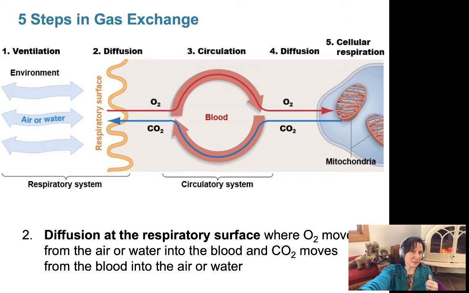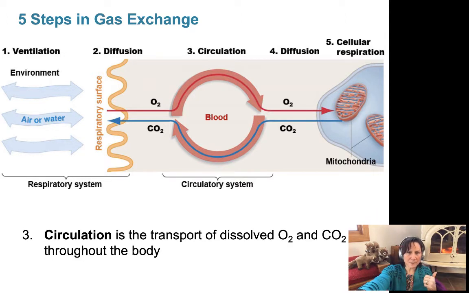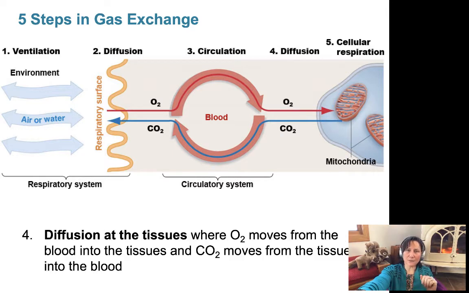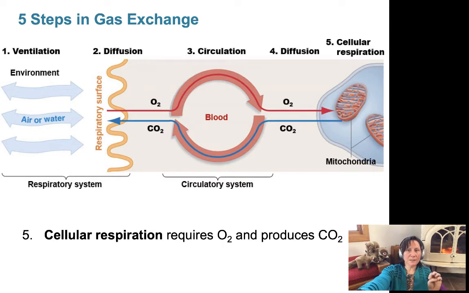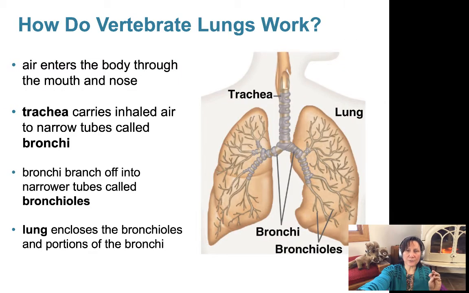The bottoms of these slides are going to go through each of those. Diffusion at the respiratory surface is where oxygen moves from the air or water into the blood, and carbon dioxide moves out into the environment. Circulation is the transportation of dissolved oxygen and carbon dioxide throughout the body. Then there's diffusion into the tissues, or out of the tissues in the case of CO2. And of course, cellular respiration requires O2 and produces CO2.